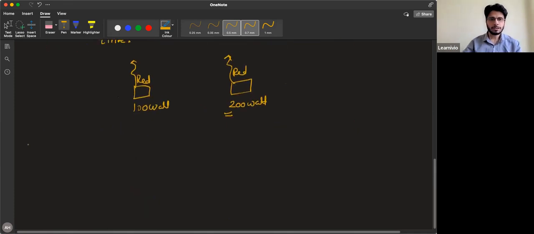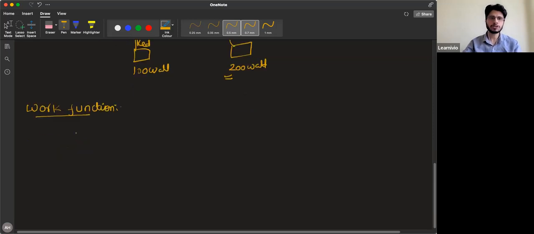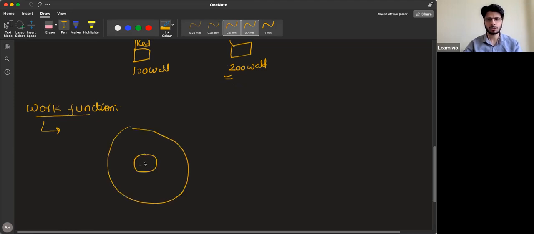After intensity, let's see what is work function. See, what does work function mean? If you have an atom, this is the nucleus, which is positively charged. Around the nucleus, you have electrons. This electron is bound to the nucleus due to electric fields. If you want to remove this electron, you have to apply something.